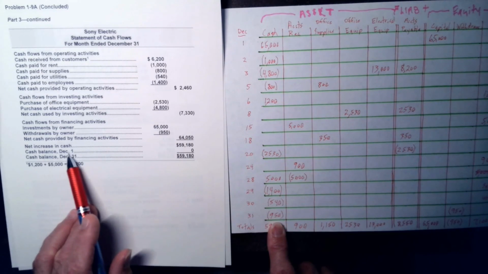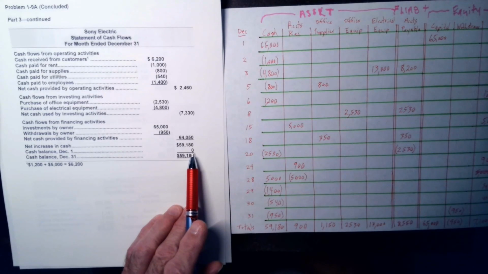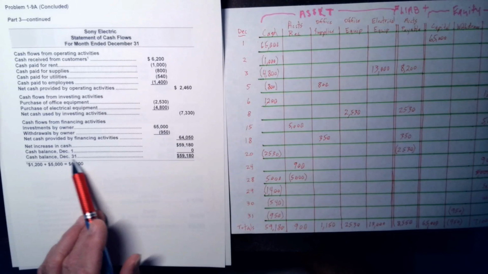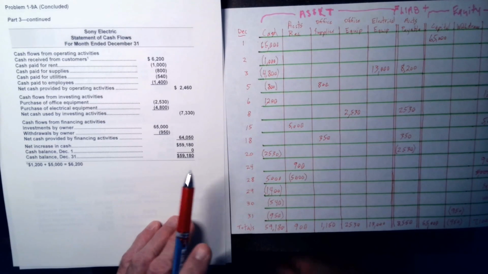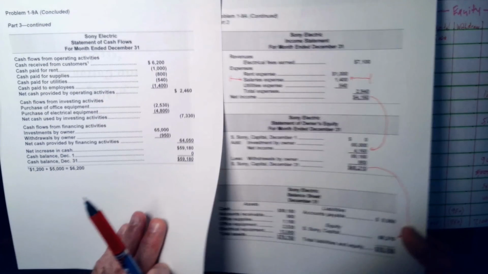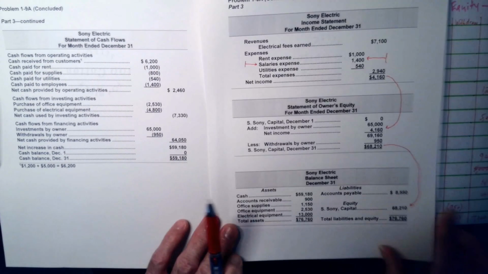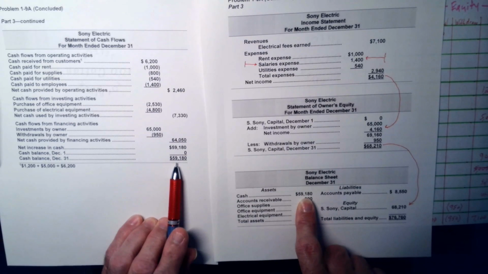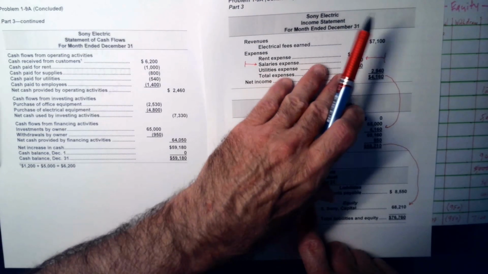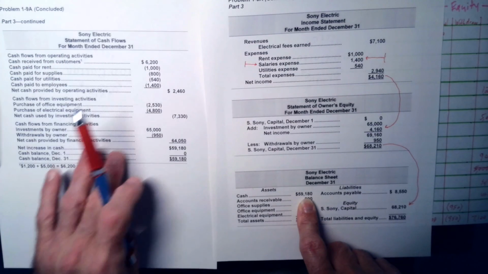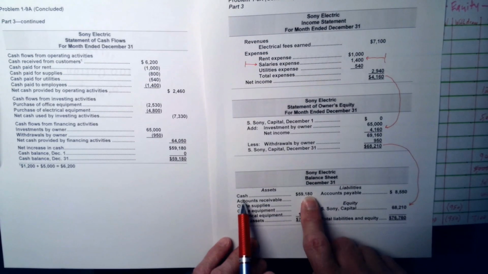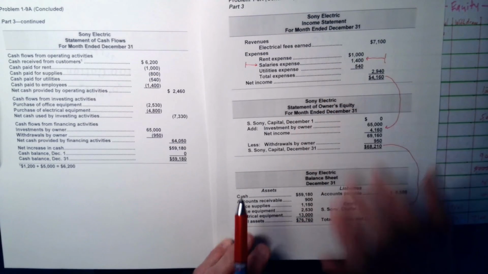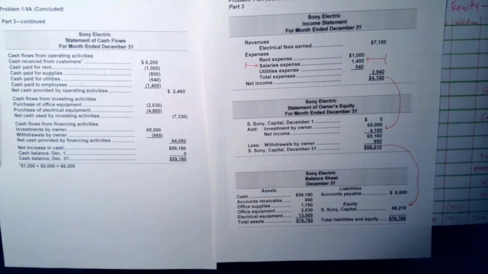My cash balance at the beginning of December was zero. Why? Because I just started the company. So my ending cash balance at December 31st is going to be $59,180. Oh, but wait, let's see. $59,180 is also my cash balance right here on the balance sheet. So if I have $59,180 in both places, I have now reconciled all of my financial statements here by doing my cash flow statement. I reconciled my cash account, and I've tied everything together here by way of my cash flow statement. Folks, that's all there is to it. Have a good one.